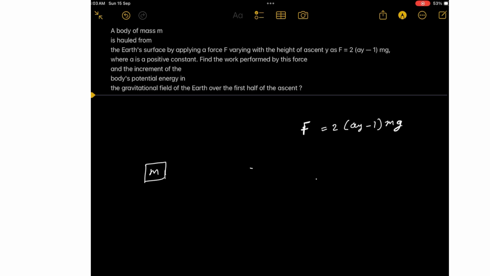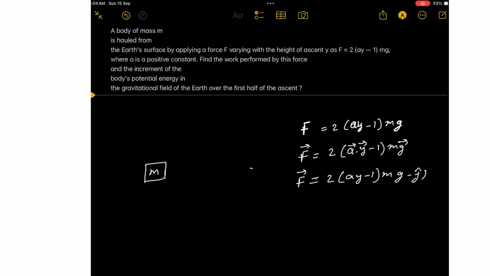And if we consider that a and y are also written in bold letters, then the meaning of this is something like this. So this force we can write as 2(1 − ay)m, and to g if we give direction, since we know g is acting downwards, this force now we can write as 2mg(1 − ay) j cap.